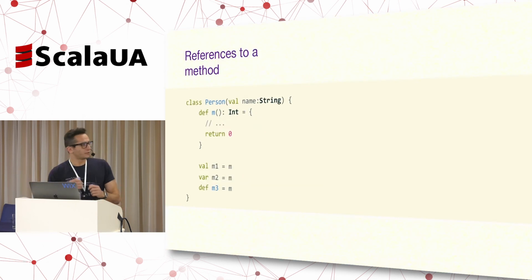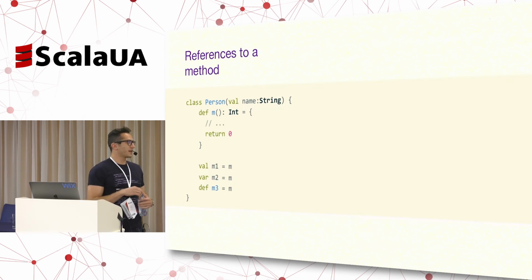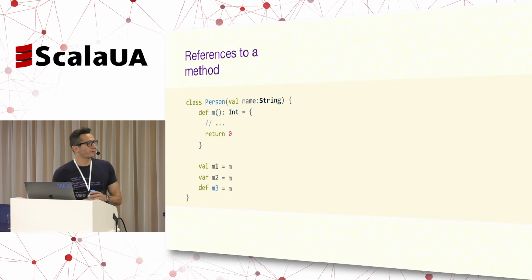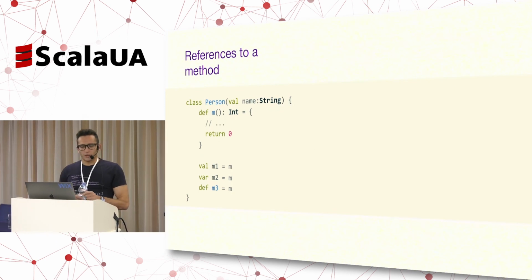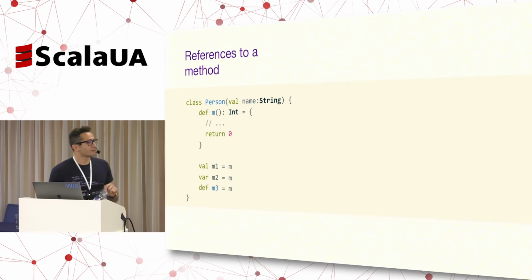So another thing that is cool to see, a nice example, is references to a method. Let's say we have a method, the same class as from before, and it has a method m. And we can reference it by several things, starting from a val, a var, and a def. So how is each of these references for m constructed? And when does m get executed each time? Let's examine the class file and see what's going on.